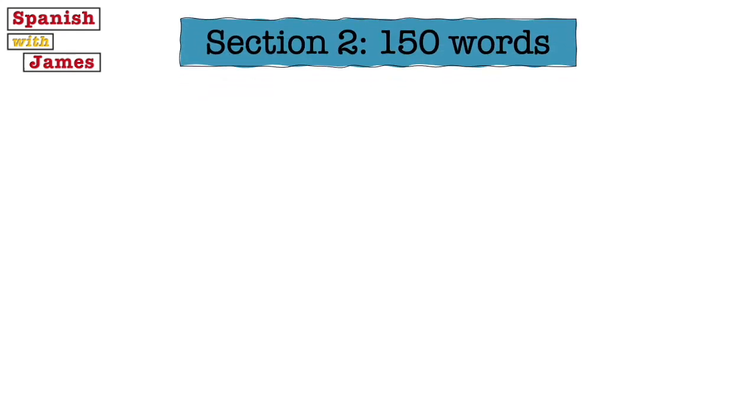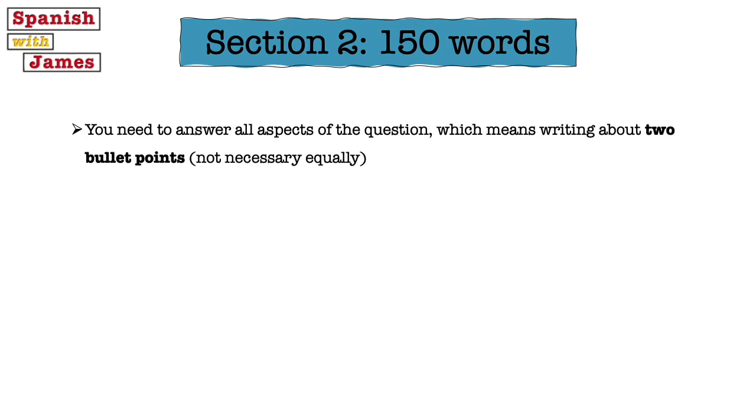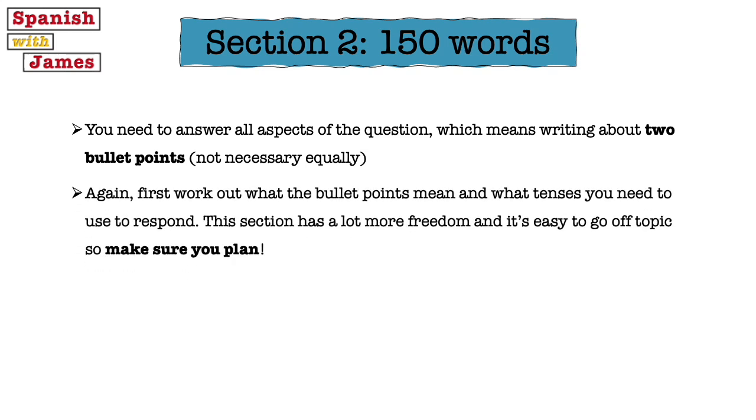Now let's take a look at section 2, which is the 150 word question. Again, you need to answer all aspects of the question, but this time there are only 2 bullet points. So you've got to write a lot more and you've got a lot less to guide you. So first, just as with the 90 words, I recommend you have a look at the bullet points, work out what they mean, what they're asking you to say, what tenses you need to use to respond. And because this section has a lot more freedom, because you've got so much more to say with fewer bullet points, it's really easy to go off topic. So I recommend you make a plan.